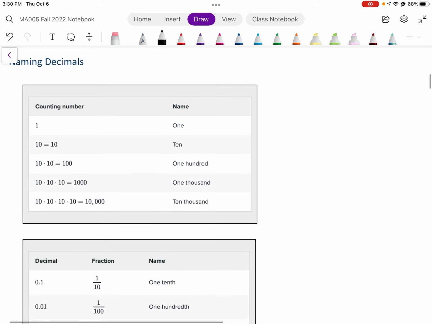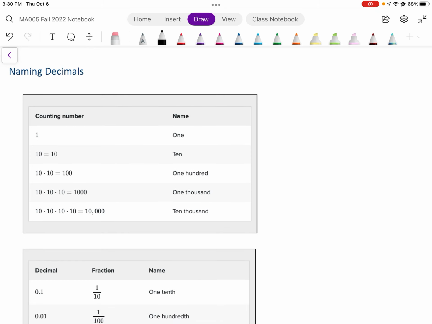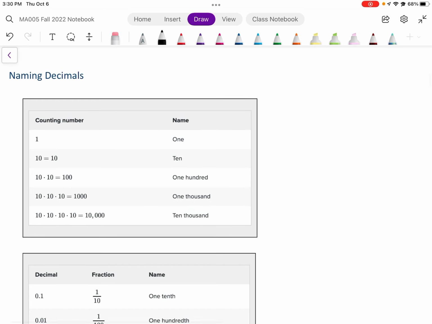All right, so naming decimals. If we're on the whole number side of a decimal, we've got counting numbers: 1, 10, 100, 1,000, 10,000, and so on. So this is a base 10 number system. Every time we go up one digit, we go up times 10. So 10 times 10 is 100, 10 times 10 times 10 is 1,000. Another way to write that is 10 squared, or 10 cubed, or 10 to the fourth. But that's what we call them: 100, 1,000, 10,000.